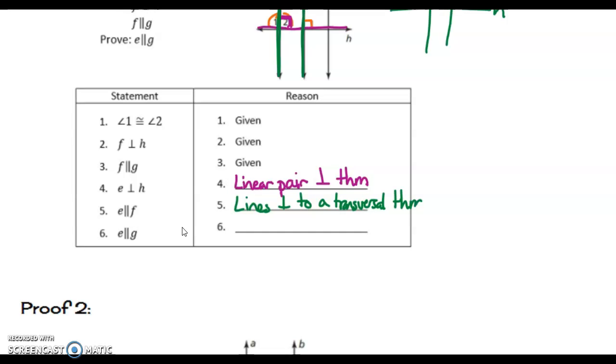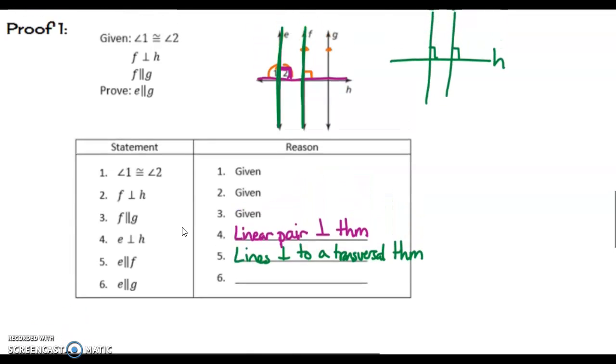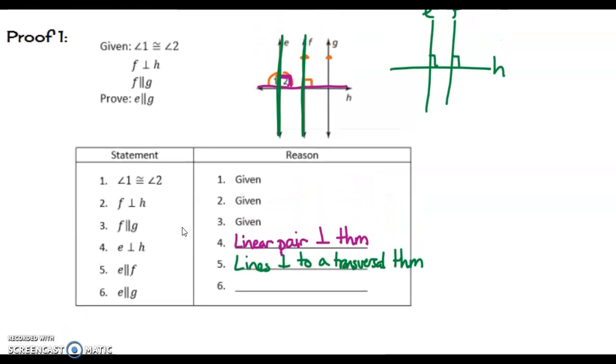So that was lines perpendicular to a transversal theorem. Okay, so now the reason E is parallel to G, the reason is if you already knew F was parallel to G, that was line 3, and in line 5 you knew E was parallel to F. Well, if E is parallel to F and F is parallel to G, then E is parallel to G, and that's because of the transitive property of parallel lines.